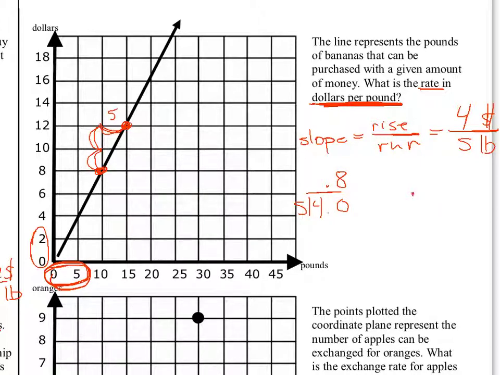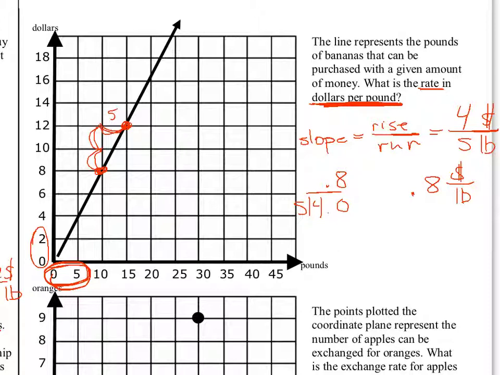We're going to get $0.8 per pound. The reason I'm asking you to do this is because sometimes they're going to ask you for the rate in fraction form. Sometimes they're going to ask you to give the rate in terms of its unit rate. You just need to be able to know how to do both depending on the answer choices that are given to you.